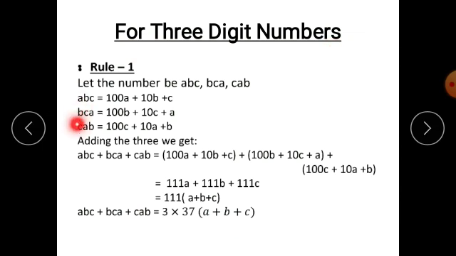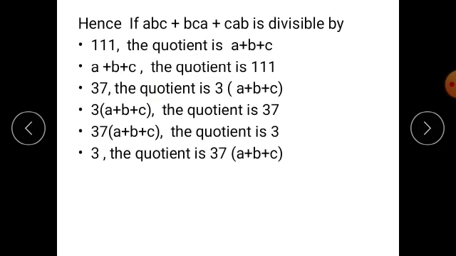Now for three-digit numbers, what rules do we have? Same, we take the three-digit numbers ABC, BCA and CAB. We are just interchanging the digits. So we have this as its standard form. We add all three numbers and we get 111A plus 111B plus 111C. Taking 111 common, we get 111 into A plus B plus C, which can further be factorized. 111 can be factorized as 3 into 37, so it is 3 into 37 into A plus B plus C.